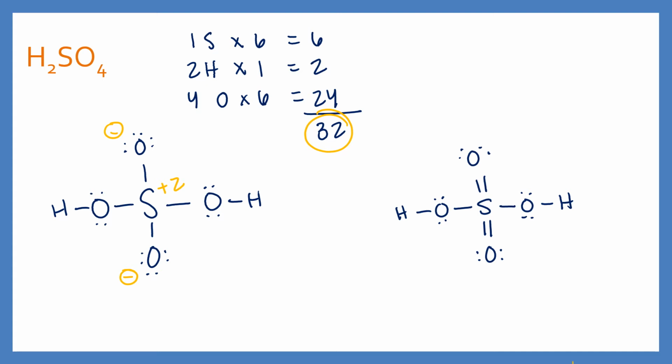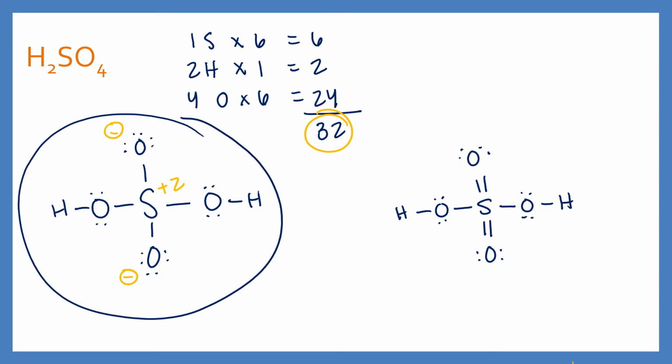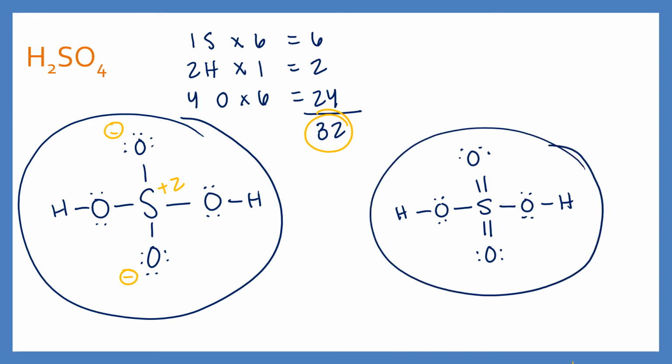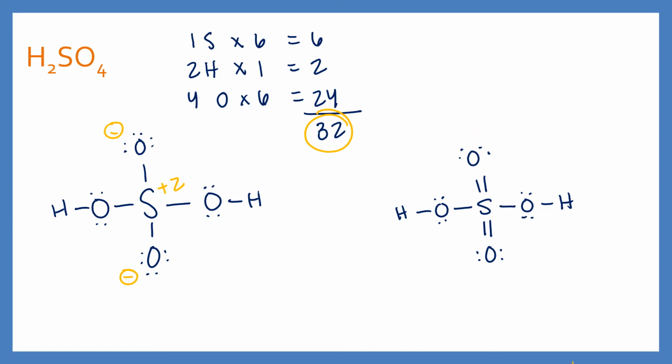And we're going to learn a little later in this chapter that if you have an option between a structure that has multiple formal charges, even though overall this molecule is neutral, or one that is entirely neutral on every atom and shows no charges, that the one with no charges is going to be preferable. So this is the generally accepted structure of sulfuric acid.